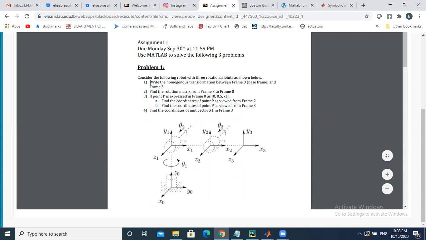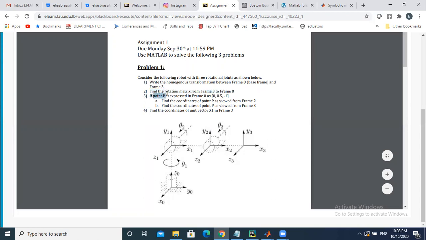What we have to do here is find the homogeneous transformation between frame 0 and frame 3. So basically that is H03, and to get H03 we need to get H01, H12, and then H23, and then multiply all of that together. Second thing is find the rotation matrix from frame 3 to frame 0. So that is H30, which is the inverse of H03, and we're gonna pick up the first 3 by 3 block from that homogeneous transformation.